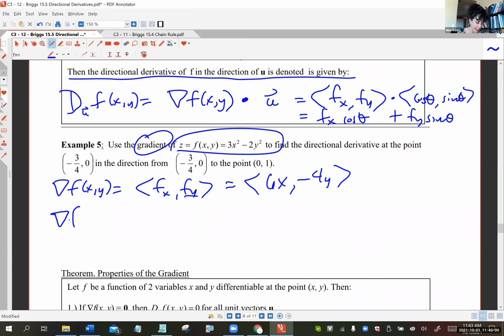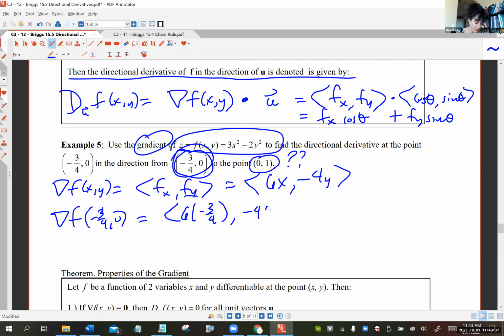And now go get the del f at the point. So which point should I get the gradient at? Should I evaluate it at the point negative 3/4, 0? Or should I evaluate it at the point 0, 1? Or does it matter? Negative 3/4, 0. Good. Yeah, you do it at the first point. The second point is just to give you a direction. So you're going to evaluate this gradient at the point negative 3/4, 0, and just use direct substitution, easy peasy.